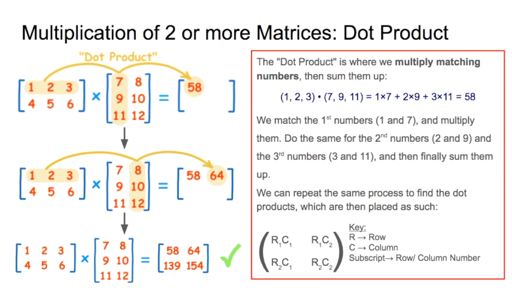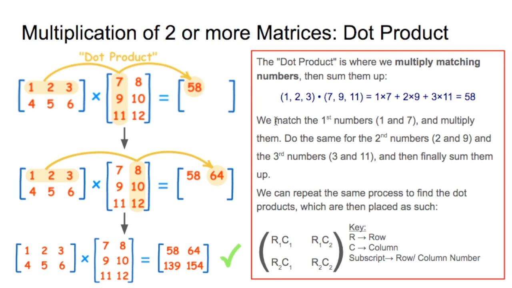So for the first set, as we can see here, we are finding the dot product of the first row of matrix 1 and the first column of matrix 2, which is the values 1, 2, 3, and 7, 9, 11. And we do so by multiplying the matching numbers. So 1 matches with 7, 2 matches with 9, and 3 matches with 11. And so what we do is we take 1 multiplied by 7 and we add that to 2 multiplied by 9, and we add that again to 3 multiplied by 11 to get our dot product of 58.